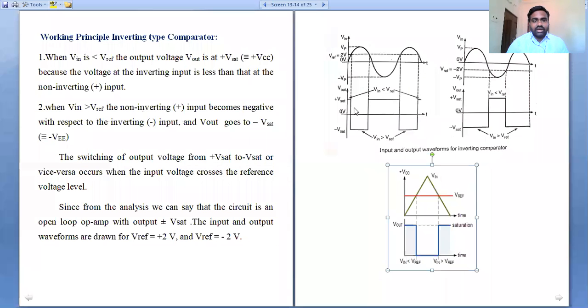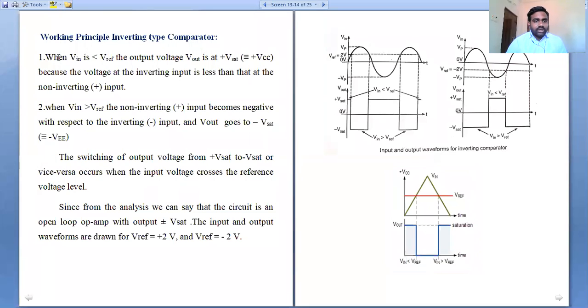If we analyze the operating waveforms, I explained them with respect to two reference voltages: one is positive V reference and the second is negative V reference. This is the sinusoidal voltage applied here. In the first condition, from 0 to the reference voltage, the input voltage is less than 2 volts. That's why the input voltage is less than the reference voltage, and here we have plus VCC.